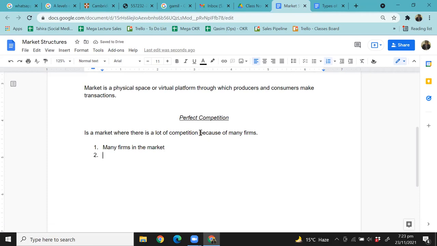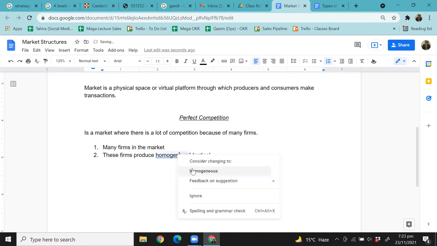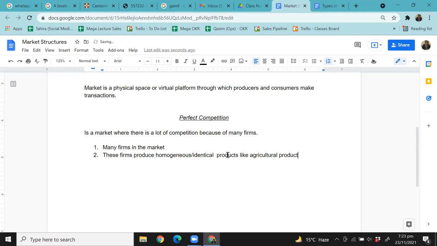Then the second characteristic is that firms produce homogeneous products. Again, this is not a new word for us. Homogeneous basically means identical. And do you remember what example I gave you for the market of perfect competition? These firms produce homogeneous, identical products, like agricultural products, vegetables, apples, etc., for which there is no branding.